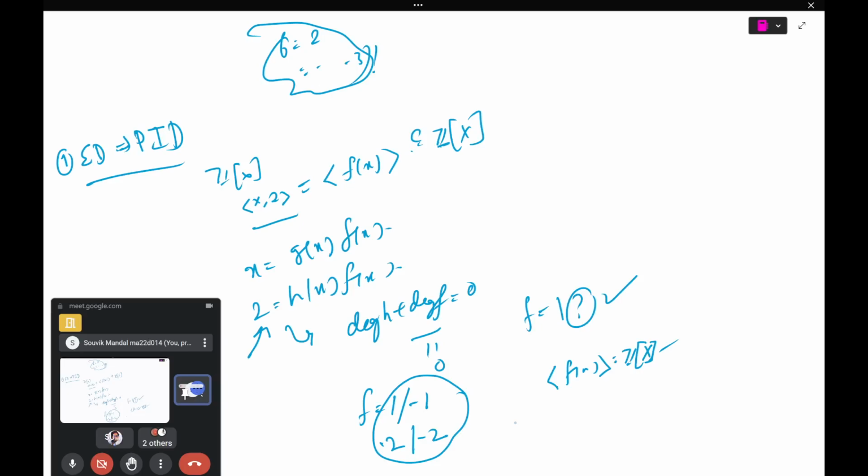Yes. But in the ideal generated by x comma 2, this is not the case. I mean, in the ideal generated by x comma 2, the polynomial x is there. Its coefficient is odd, right? So that's why f(x) can't be 2. You understand? Please repeat the logic.